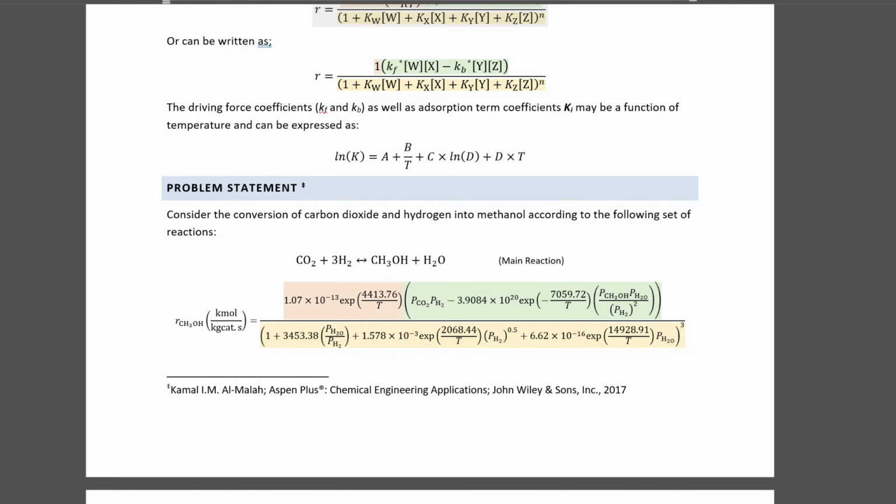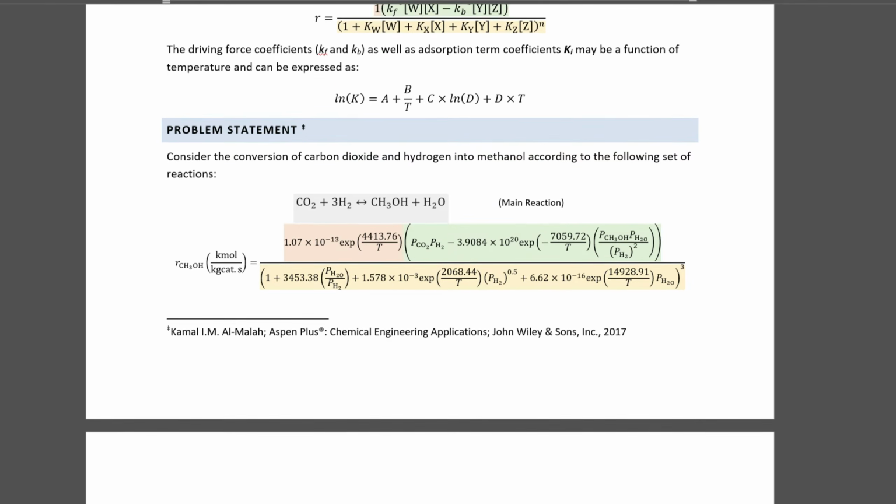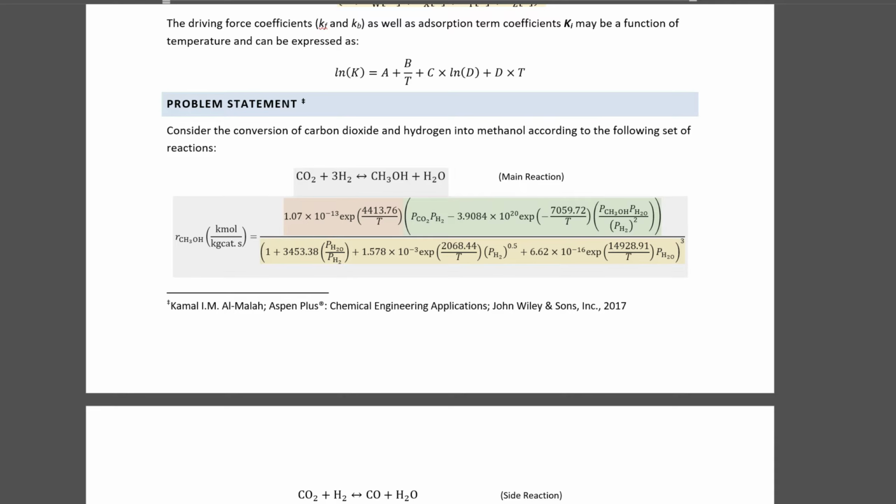There are two reactions involved in the production of methanol by reaction of carbon dioxide and hydrogen. First is the main reaction, where 1 mole of carbon dioxide reacts with 3 moles of hydrogen to produce 1 mole of methanol and 1 mole of water. The rate expression in units of kilomole per kilogram of catalyst per second is expressed in terms of the kinetic factor in the light orange color, the driving force in the green color, and the adsorption term in the yellow color.